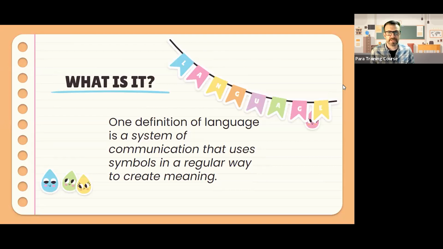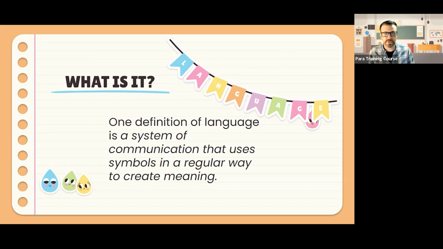All right, what is language? I know it's just a leading question. Nobody has a perfect answer for it. We know what language isn't, however, and so one way that we could talk about language is to say that it is a system of communication that uses symbols in a regular way to create meaning.